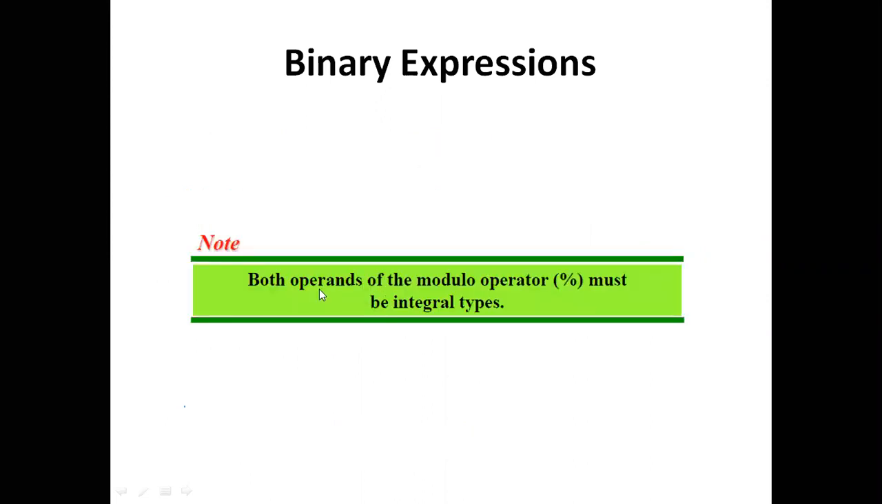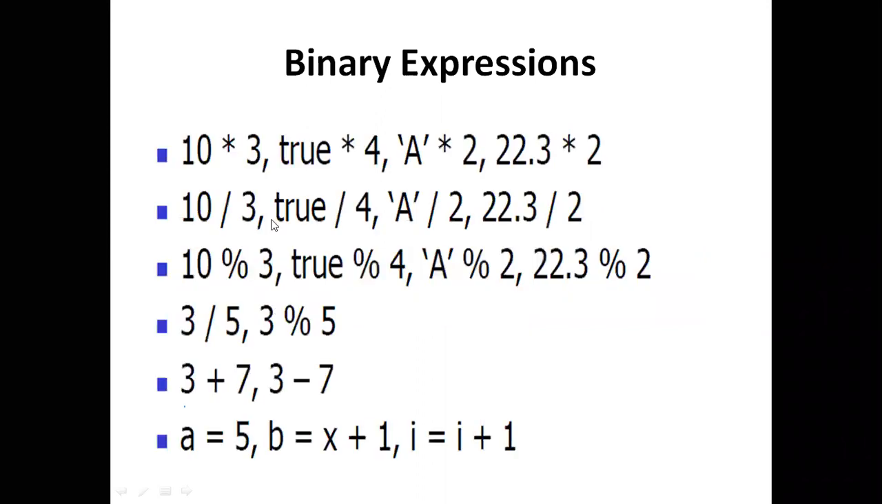What is the other thing we need to remember here? In 10 into 3, both the values are of which type? Integer. Here 10 is an integer and 3 is an integer. Here true is a boolean, and 4 is an integer. Here A is a character, and 2 is an integer.